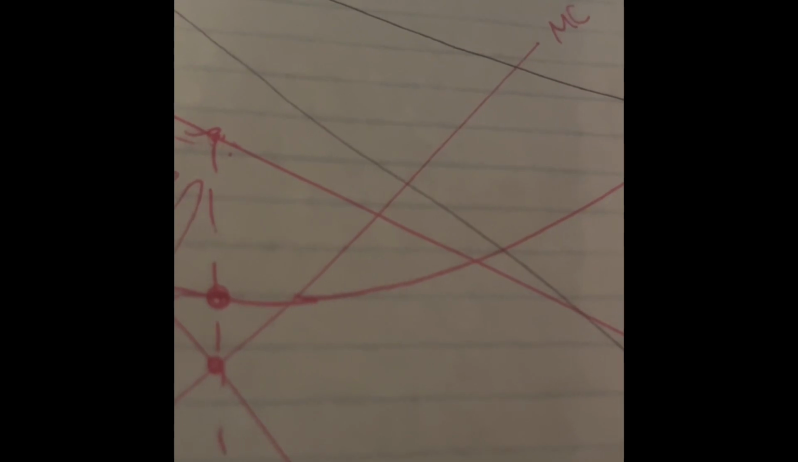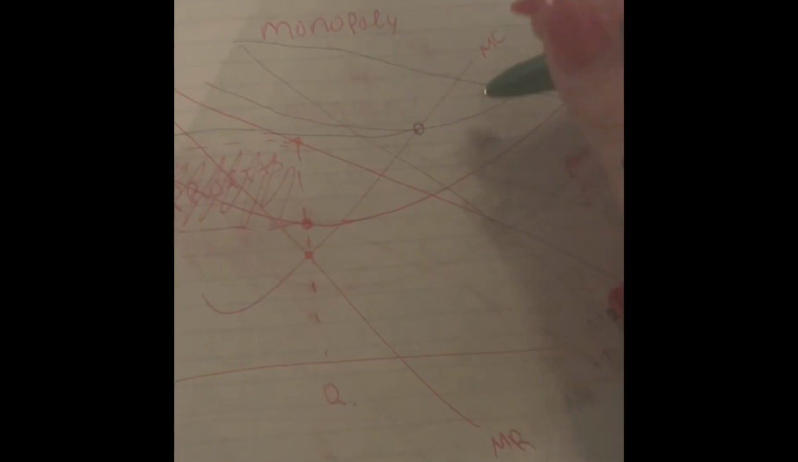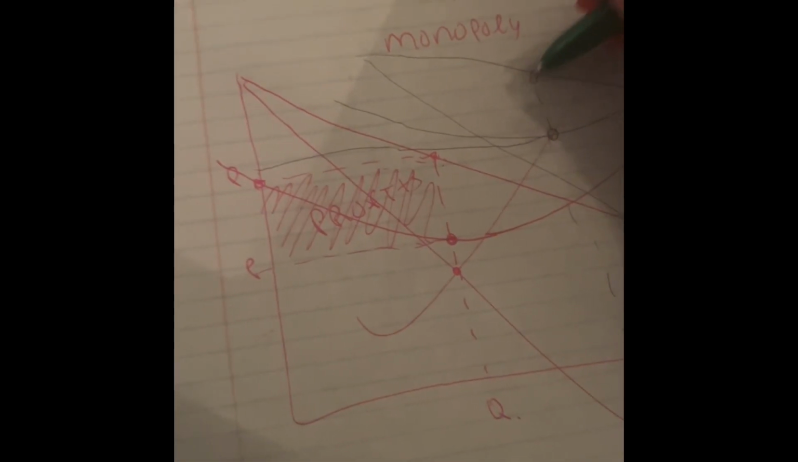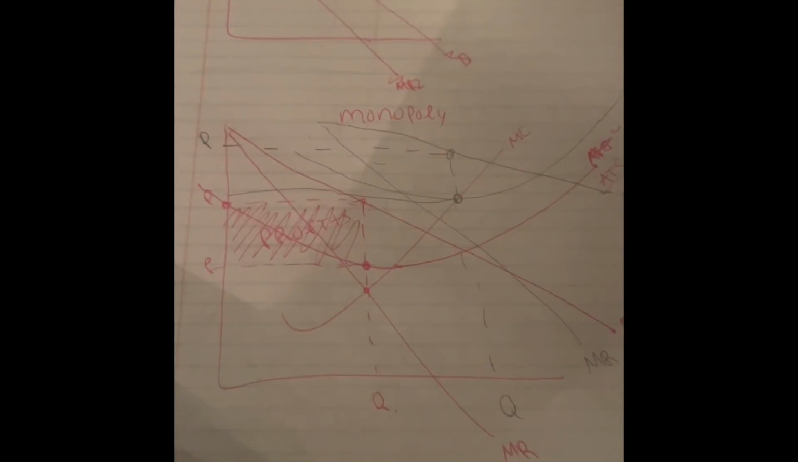If the demand for a product in this industry were to increase, it would move up to the right and it would move the marginal revenue with it. So the quantity increases and so does the price when the demand shifts or increases.